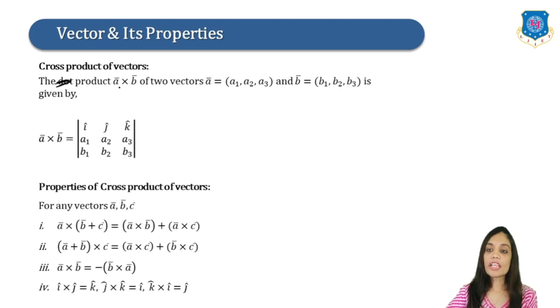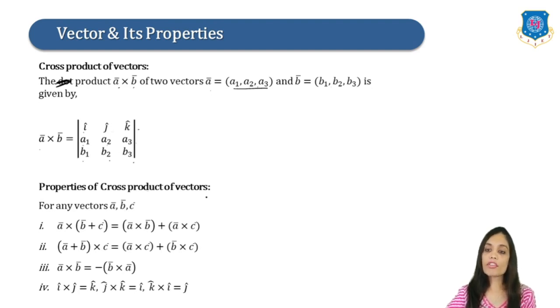The product A bar cross B bar for two vectors, A bar equals A1, A2, A3 and B bar equals B1, B2, B3, is given by vector A cross vector B equals, you have to write i cap, j cap, k cap. Now write your vector A, that is A1, A2, A3. Write your vector B bar, that is B1, B2, B3. You have to solve this determinant in order to find the cross product.